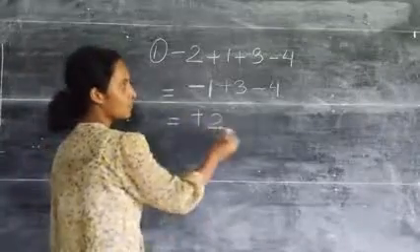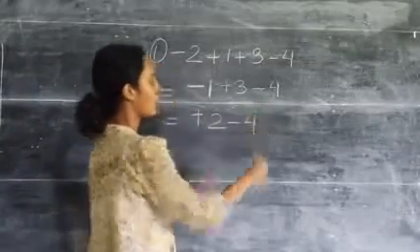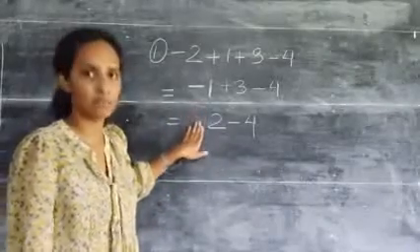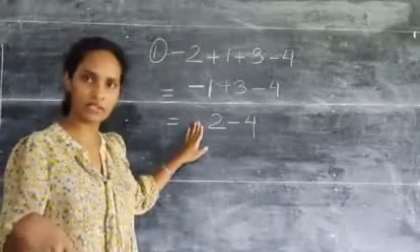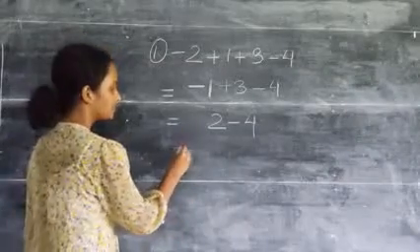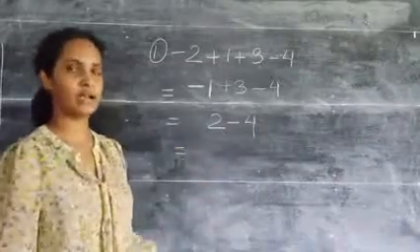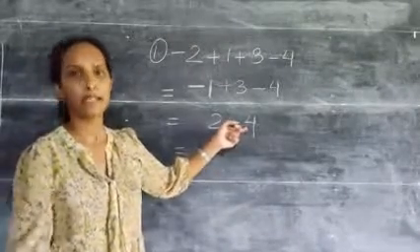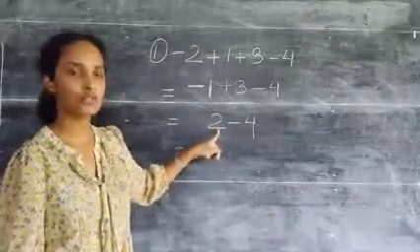So plus 2, minus 4. Now, is it necessary to write plus 2? No, because if I write only 2, it also means plus 2, right? We have seen this in the previous video, right? Yes. So now we have 2 numbers. Now look at it, plus and minus. So obviously, plus minus is what? Minus. So 4 minus 2 is 2.